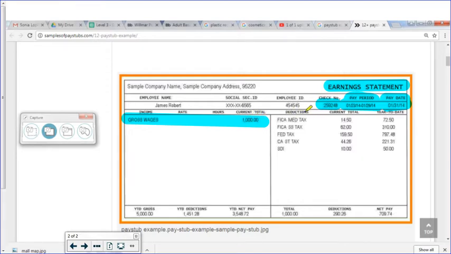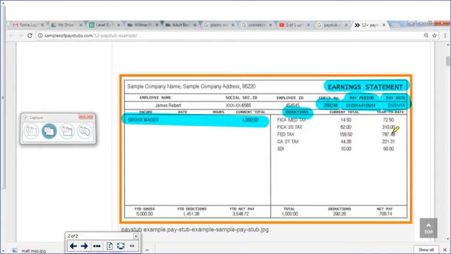Then we have deductions. All of the deductions. All of the money taken out. For this paycheck, FICA medical tax, $14.50. FICA Social Security, $62. Federal tax, $159.50. California state tax, $44.26. SDI, disability, is $10. So that's how much is taken out of this check.